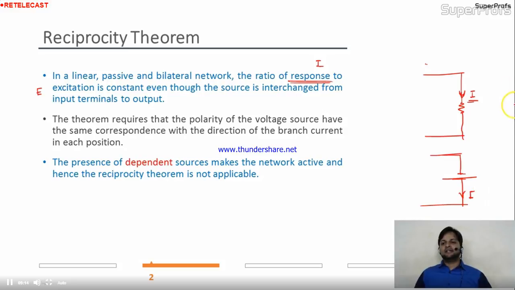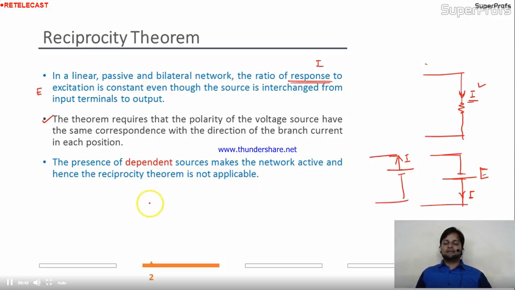Initially the I is like this, so we'll replace the battery in the branch like this. We can't apply the battery like this, remember, because if the condition is like this, the current direction will be opposite. So this point we have to keep in mind, okay? Now come to the presence of dependent sources makes the network active.